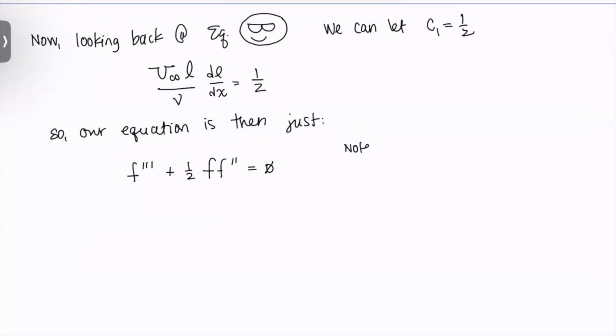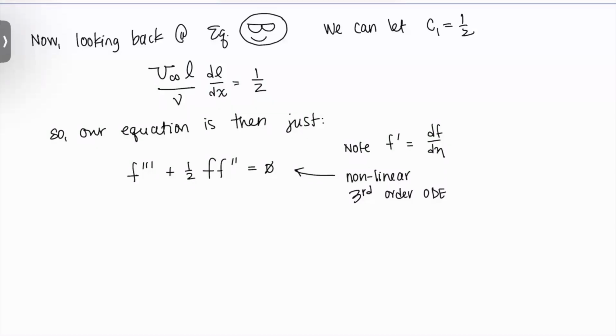So note f prime is df d eta. F only depends on eta, so I'm going to switch to primes now. Okay, so this is a nonlinear ODE, third order.